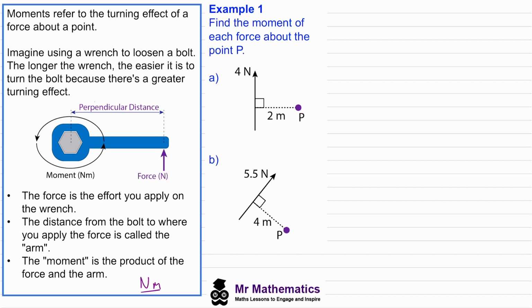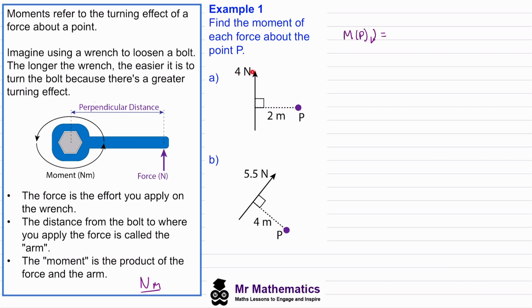Okay, so in example 1, we're going to find the moment of each force about the point P. So on this point here and this point here. And you can see that the force is being applied at a perpendicular angle to the arm of each point. So what we say is the moment about the point acting in a clockwise direction, because this force is acting upwards, so it would rotate in this direction. We can say in a clockwise direction would be the product of the force and the arm.